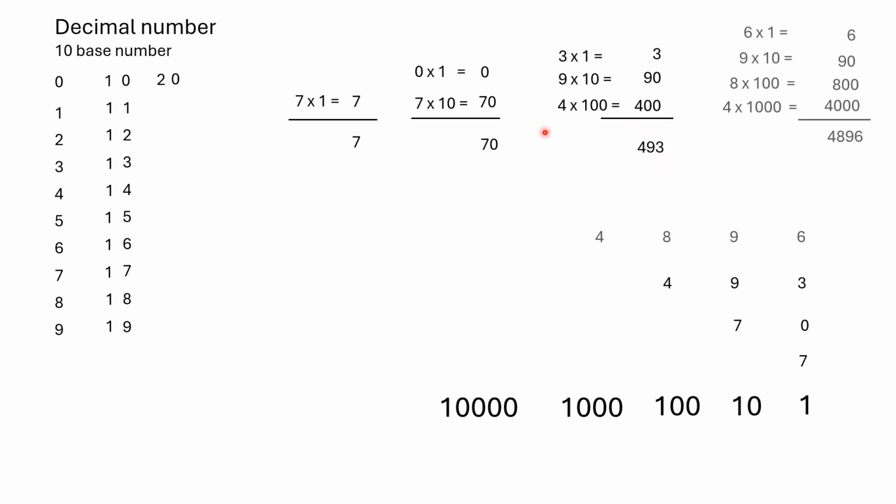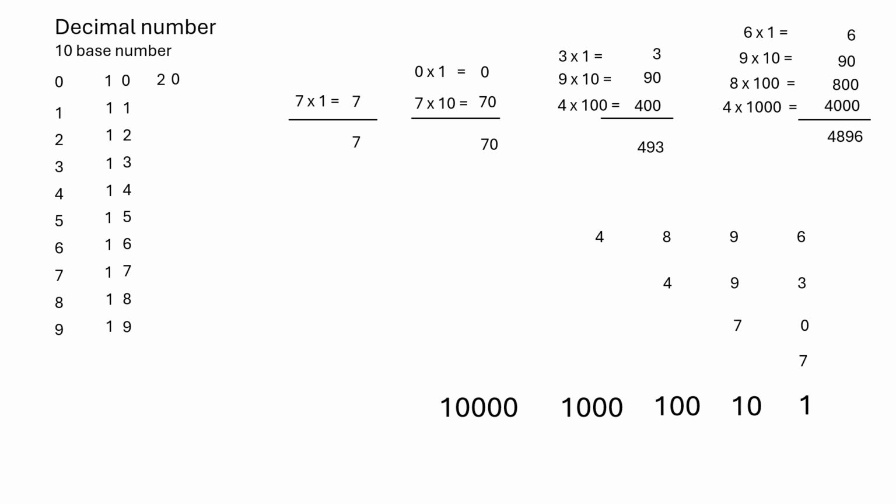Let's take another example. This time let's take the number 4896. First, let us look at the place value of each of these numbers. 6 has a place value of 1, so its value is 1 multiplied by 6, and we get 6. Similarly for 9, we get a value of 90 by multiplying 9 with its place value, which is 10. With the same calculation, we get a value of 800 for 8 because its place value is 100. And we get a value of 4000 for 4 because it has a place value of 1000.